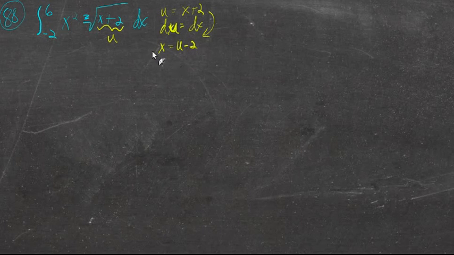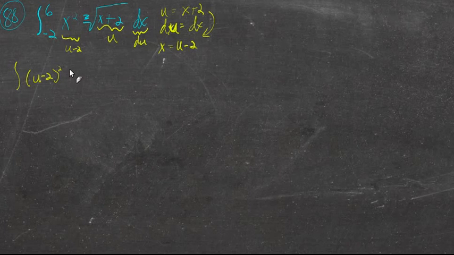So this turns into, like example 5 said, use example 5 to do these problems. So this is du, and this becomes u minus 2, and we'll square that. So let's rewrite it as u minus 2 squared times the third root of u du.